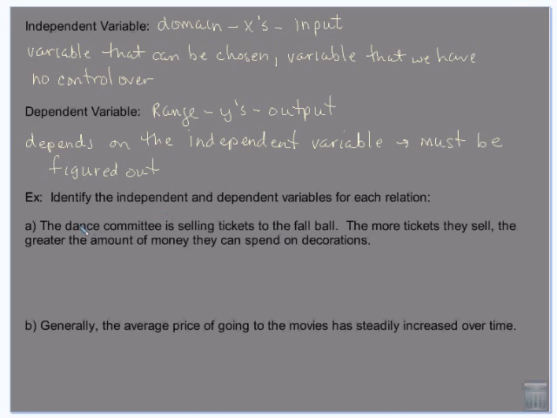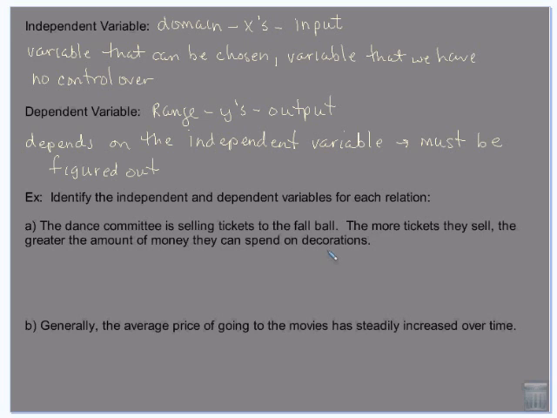All right, so when we want to talk about which variable is independent and which variable is dependent, we start looking at scenarios. Okay, the dance committee is selling tickets to the fall ball. The more tickets they sell, the greater the amount of money they can spend on decorations. So our variables are tickets and money. Which one depends on the other? The money depends on how much money they raise, depends on how many tickets they sell, right?